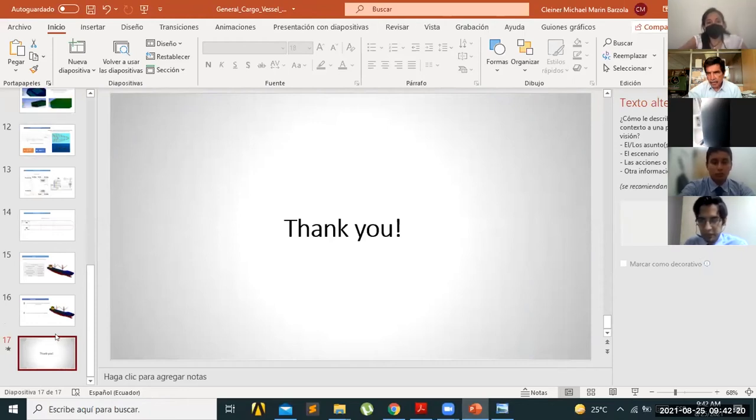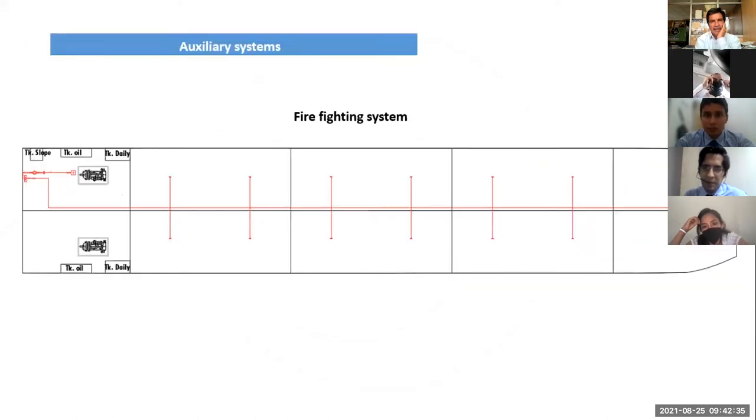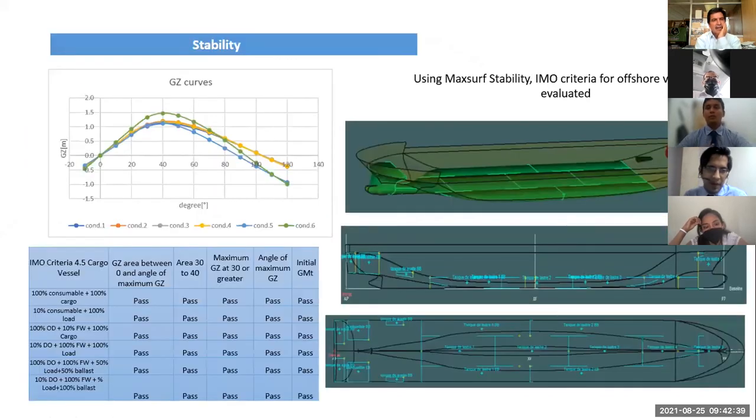Hello, everyone. Yes, I wanted to ask you something. Well, I have some questions. In the stability, what is the worst condition that you have? In the section of stability. Yes, what is the worst condition? The order of the condition load is in here, 100% of cargo. But is that the worst condition that you have? Because if you see your stability curves, it should be the one that has a lesser range of stability.